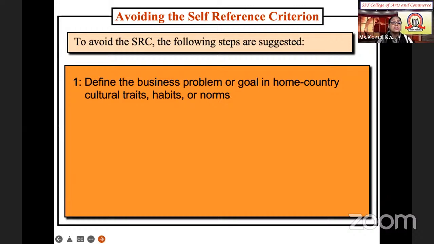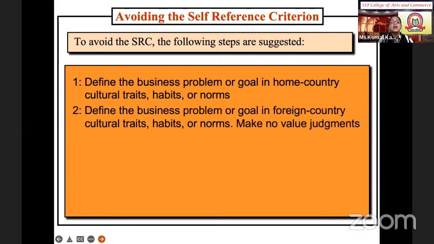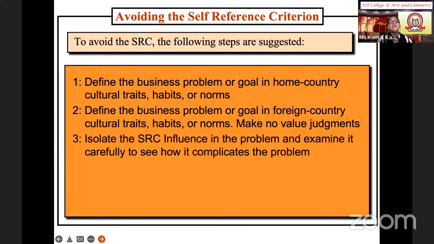What are the cultural traits? What are the qualities of our culture? What are the habits or norms of buying and using the products in our hometown, home country? Second is define the business problem or goal in the foreign country. Now we have to take care of all these similar things in the country where we wish to enter for international business: their cultural traits, their habits, their norms, their value judgments, and the lifestyle. Isolate the self-reference criterion influence in the problem and examine it carefully to see how it complicates the problem.